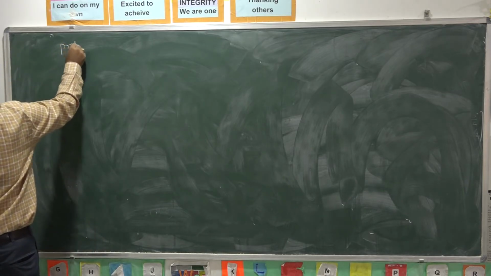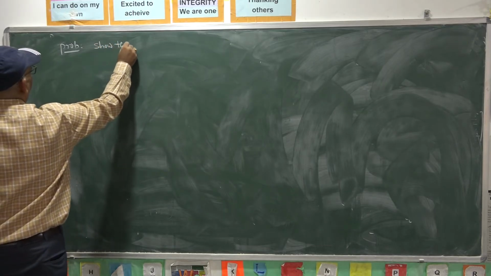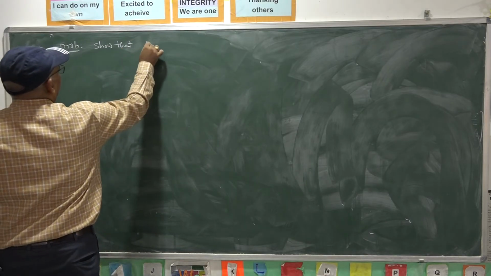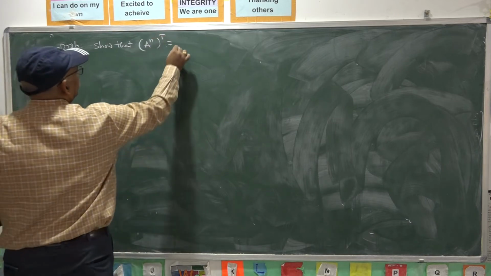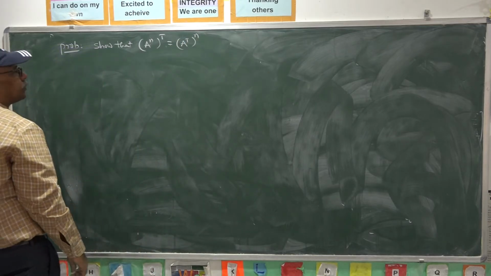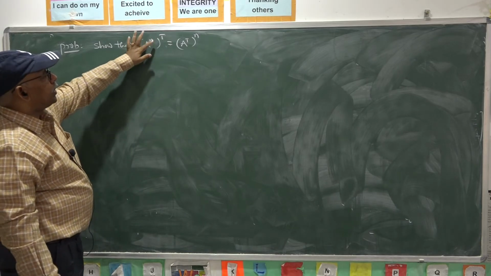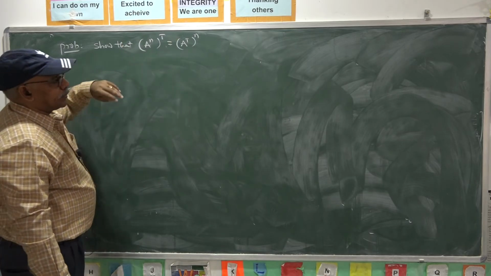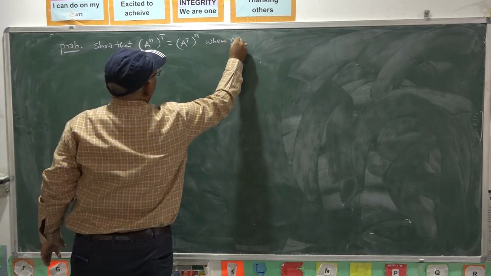Next problem. Show that A power n whole transpose is A transpose whole power n. The transpose of any integral power of a square matrix is the integral power of the transpose of the matrix. Here n belongs to N.